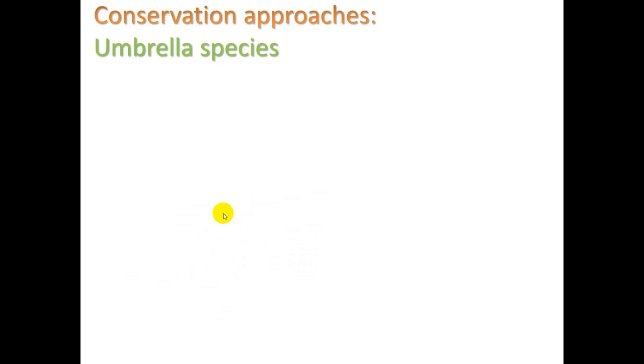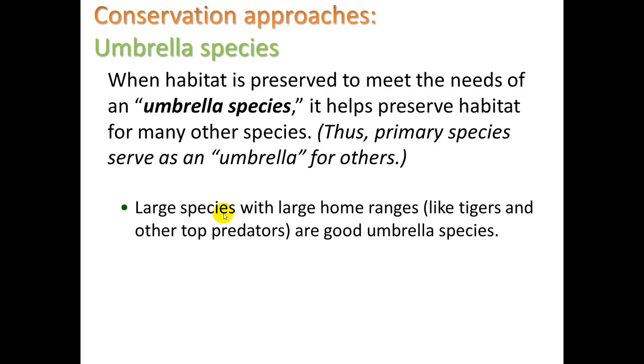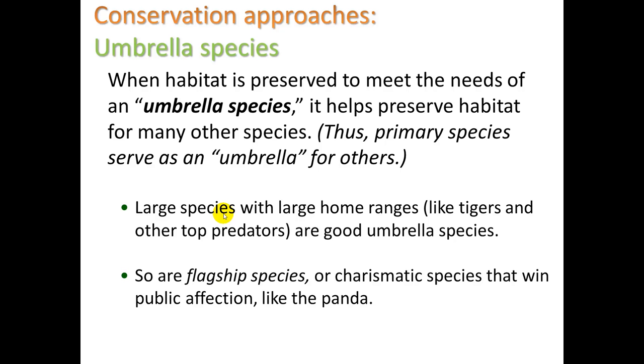There is a concept called umbrella species. When habitat is preserved to meet the needs of an umbrella species, it helps preserve habitat for many other species. Those primary species serve as an umbrella for others. What might be an example? Large species with large home ranges, like tigers and other top predators, are good umbrella species. If you protect a given habitat to give tigers the large roaming area they need, all the other species that live within that region are also protected and benefited. There's also a term, flagship species, which are charismatic species that win public affection, like the panda bear. The idea here is that by trying to protect one species, you also protect other species.